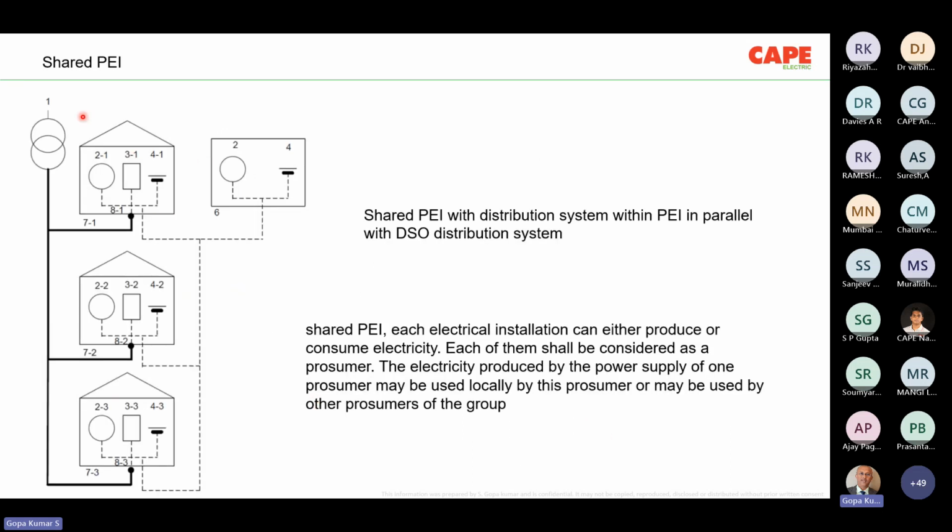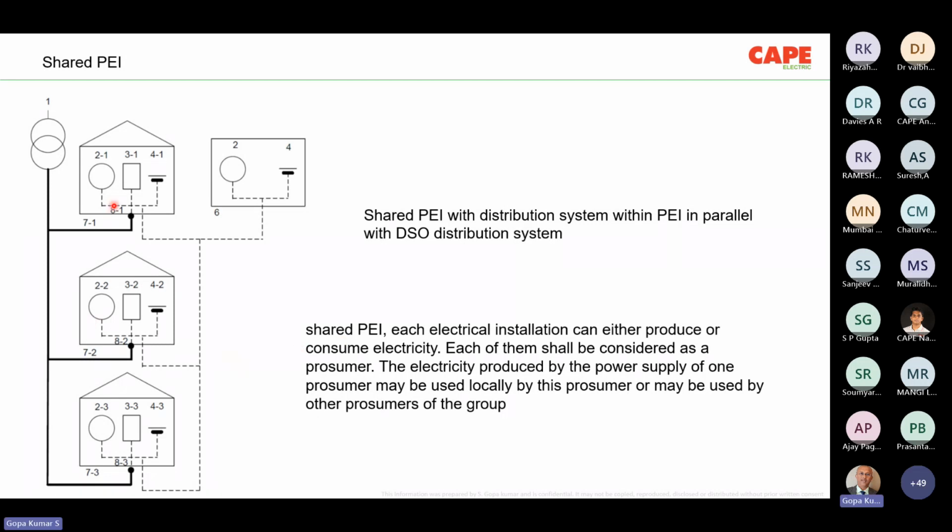Also similarly, shared PEI with a DSO supply into each prosumer installation with parallel generation and storage. So this is another concept, which is called shared PEI with the distribution system within the PEI parallel with the DSO's distribution system. So like this, there are different concepts, different methods. It can be an individual customer, it can be a shared customer, and so on.